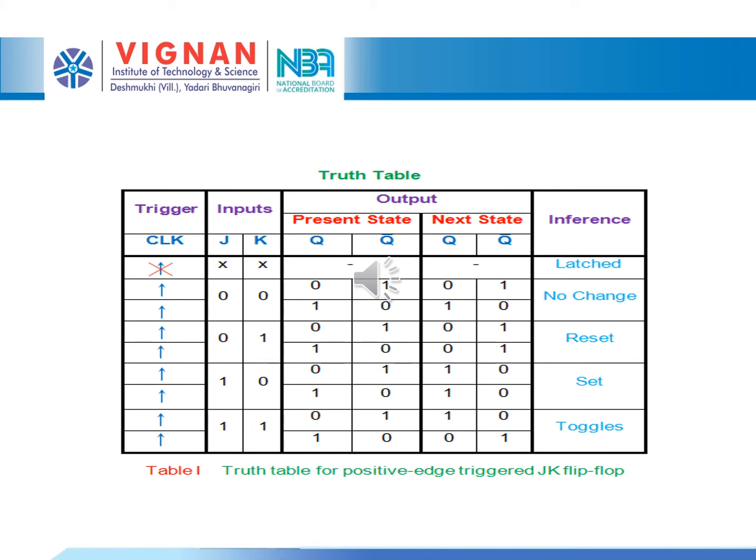Now the new input combination, that is 1, 1, which was not used in the SR flip-flop, is used here. On application of 1 and 1 as J and K, the present state will toggle. That is, if in the present state we have a 0, in the next state we get a 1, and if in the present state we have a 1, in the next state we get a 0. This is the functionality of the JK flip-flop.